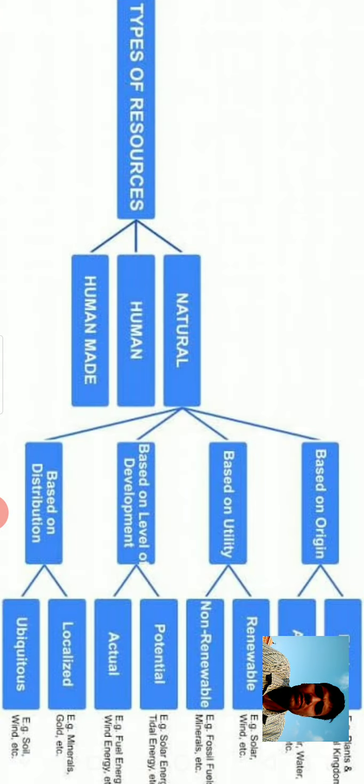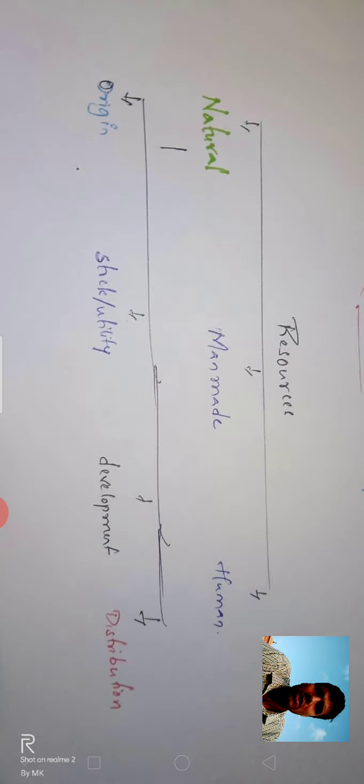Then, classification of resources. Basically, there are three types of resources: natural, human, and man-made. And again, the natural resources are subdivided into certain parts. So let us discuss these things very clearly. Natural resources are categorized in four different ways: first is origin, then stock and utility, development, and finally distribution.